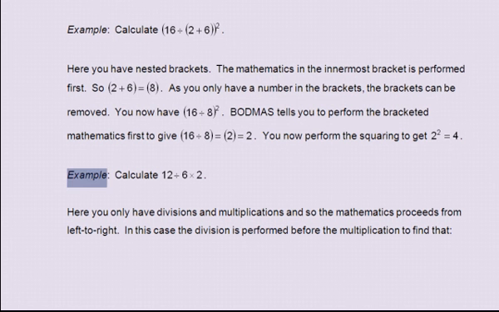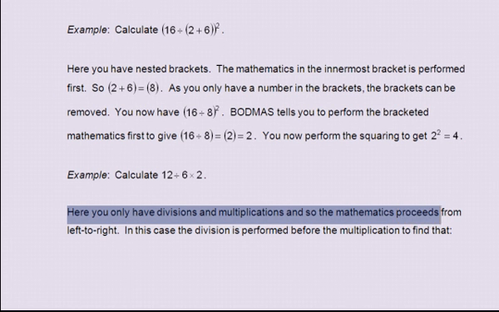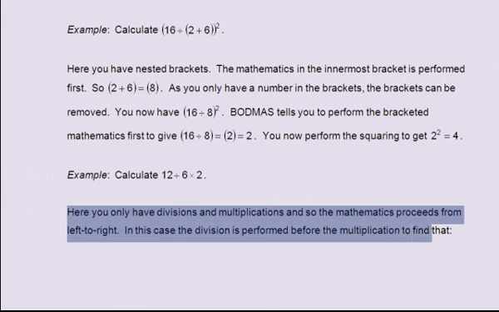Here is an example that contains only divisions and multiplications. Calculate 12 divided by 6 multiplied by 2. Here you only have divisions and multiplications, and so the mathematics proceeds from left to right. In this case, the division is performed before the multiplication to find that 12 divided by 6 multiplied by 2 equals 2 multiplied by 2, which equals 4.